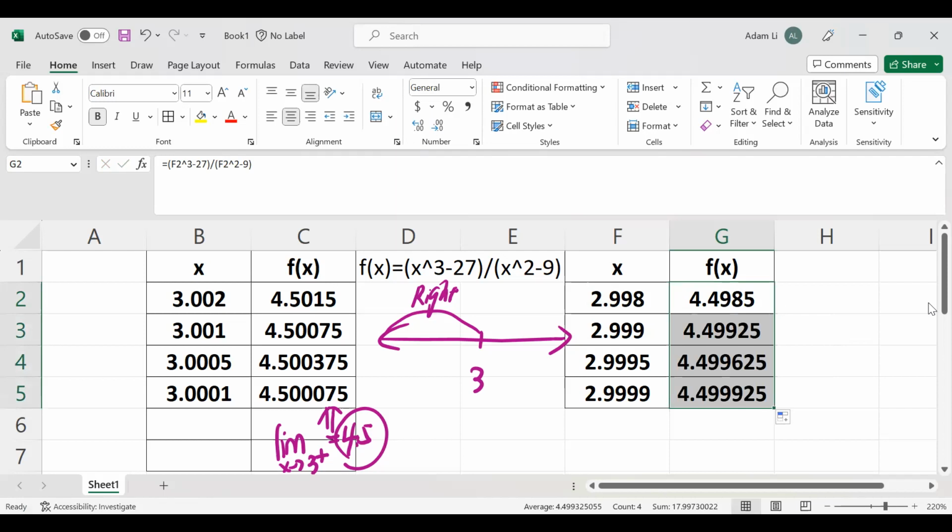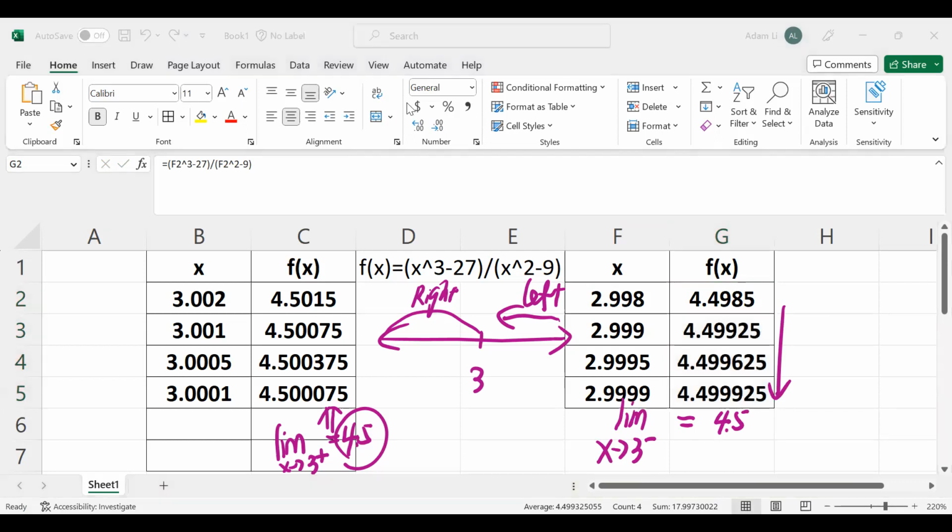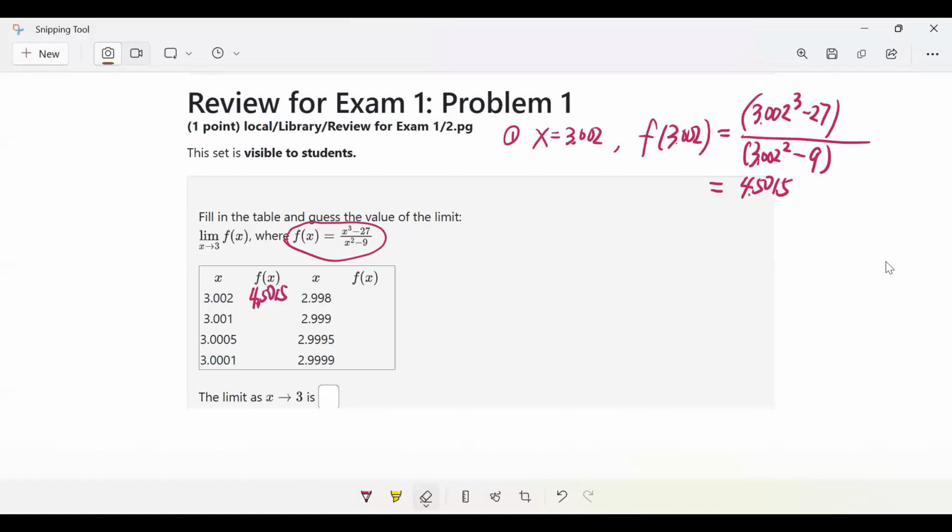As you can see, this is approaching 3 from the left. If you look at it, this number is getting closer to 4.5 as well. So the limit when x approaches 3 from the left is also equal to this. That means the two limits converge. They both become 4.5. That means our answer here will be 4.5. The limit as x approaches 3 will be 4.5.